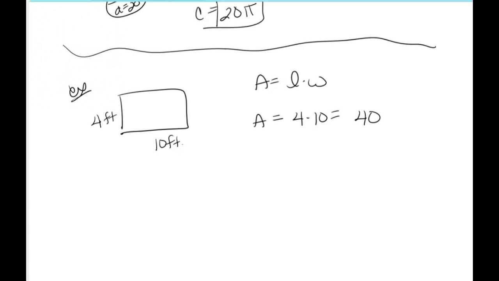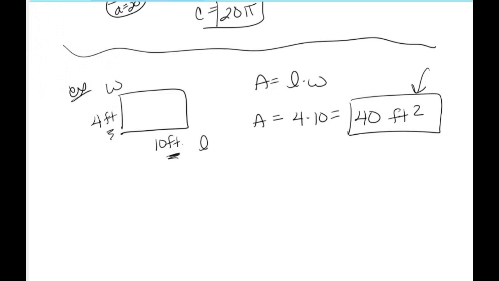And then it's important when we're dealing with area to have the appropriate units. So this would be feet squared. It's squared because we have two dimensions here. We have length and we have width. We're multiplying them together, giving us 2 units. So the answer would be 40 feet squared.